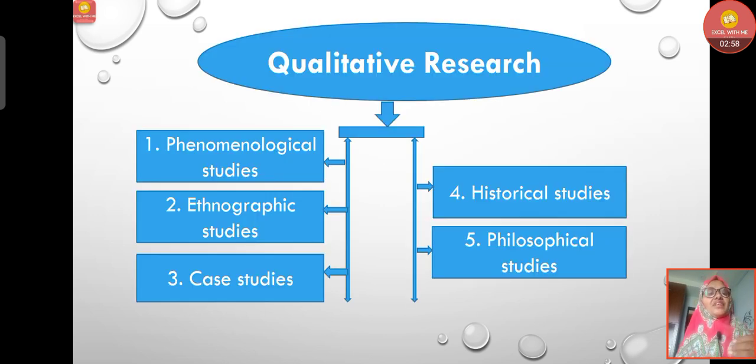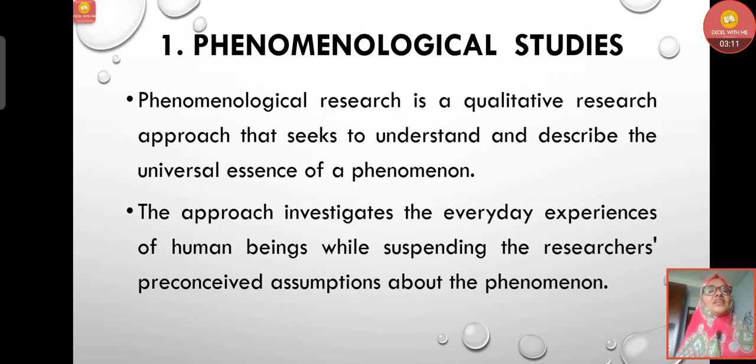Now qualitative research, what are the types here? Number one, phenomenological studies, ethnographic, case studies, historical studies and philosophical studies. Now let's quickly understand what are all these types of qualitative research. Phenomenological research is a qualitative research approach that seeks to understand and describe the universal essence of phenomena, any occurrence, any incident that it will describe.